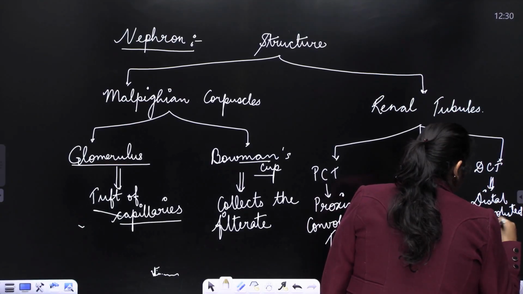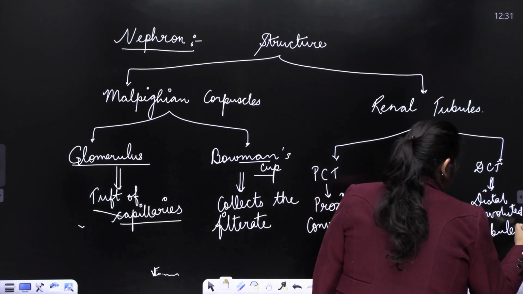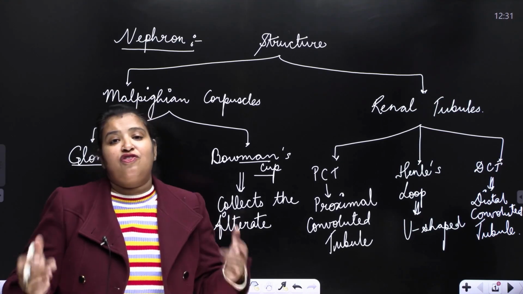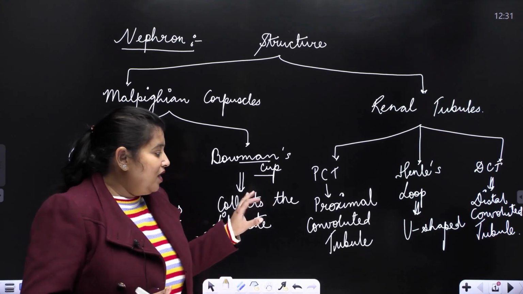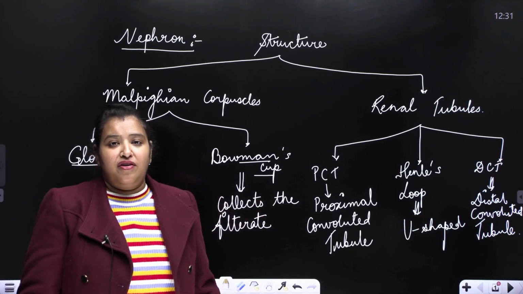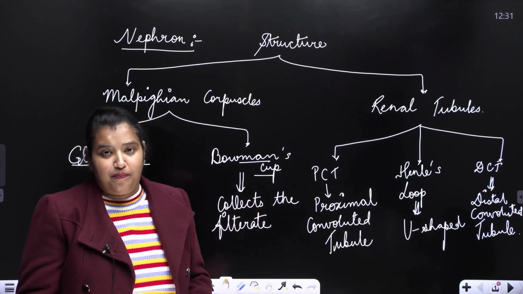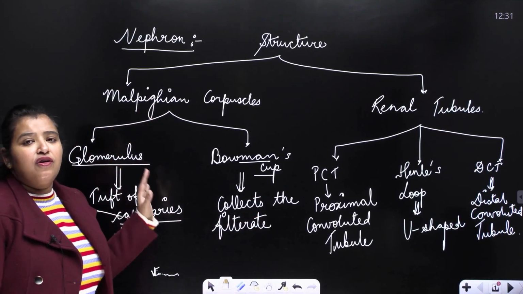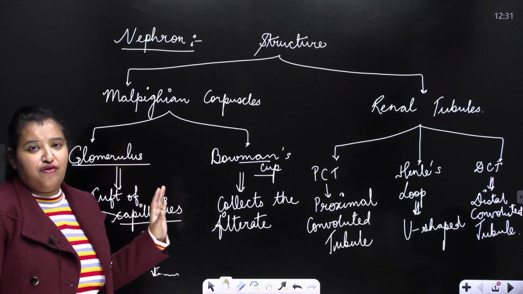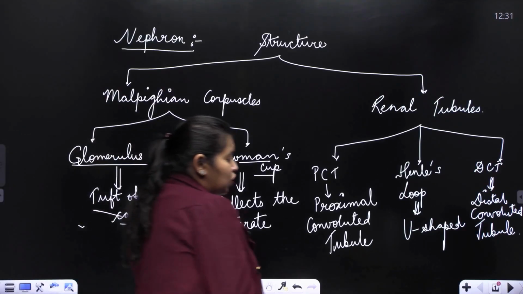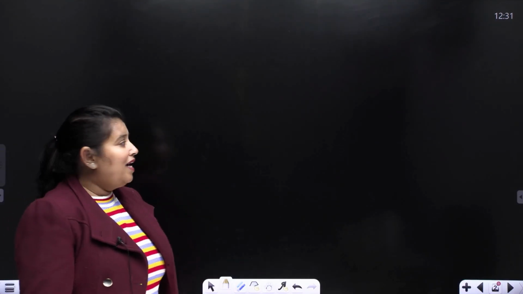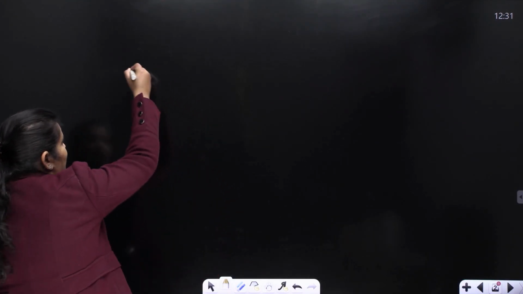Now, why is the term convoluted used? The word convoluted means it is a coiled structure. Coiling is to increase the surface area for the respective functioning. All right. So this is the outline of the structure of nephron. Now let us quickly draw the nephron. Yes, we will draw the nephron and it is very, very easy.